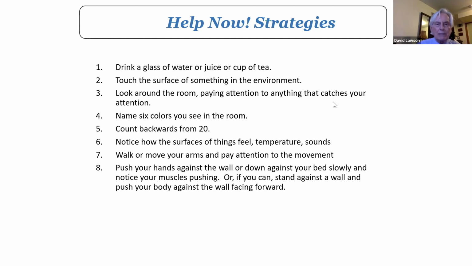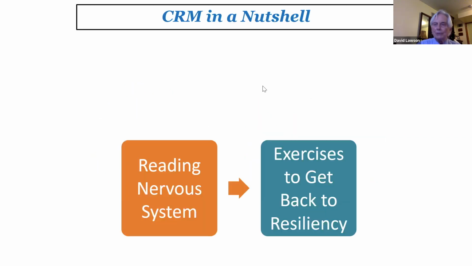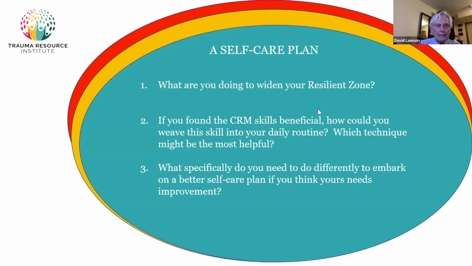All right, next slide, please. So basically what we're saying, identify sensations of stress, then try to deal with them. Next slide, please. This is it in a nutshell. You read your nervous system, then you do exercises that get you back to resiliency. And then next slide, please. What you pay attention to, if you pay attention to these pleasant sensations, even if you get old, they can grow. Next slide, please.